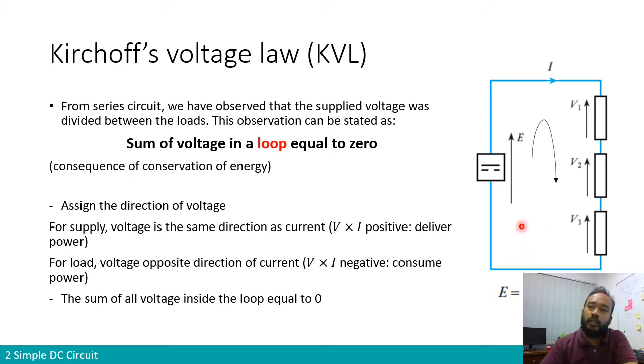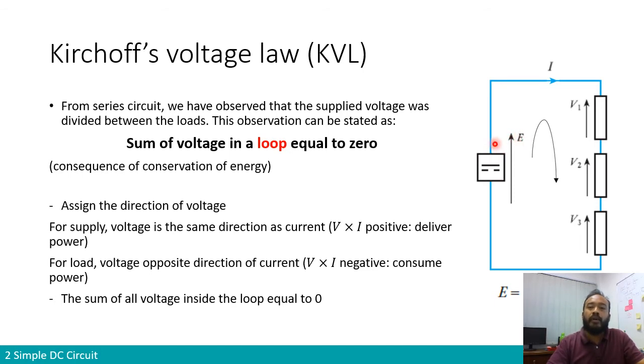Okay. In order to write this particular equation, there are several steps, just like in KCL. The first one is you need to assign the direction of voltage. As we have looked at in previous weeks, when we assign the direction of voltage, we draw an arrow, and the origin of the arrow is the point where you have a lower potential energy, and the tip of the arrow is the point where you have the higher energy, right?